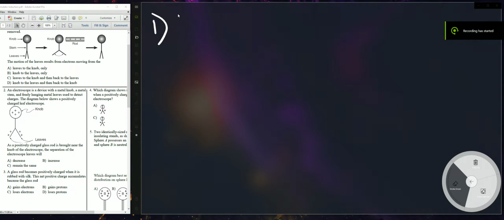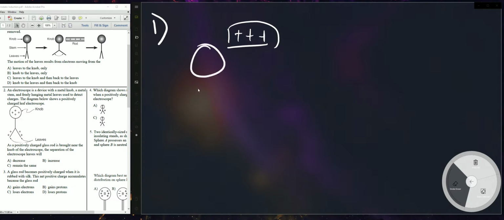Number one, the motion of leaves results from electrons moving from the what to the what. So originally you have this electroscope, and then you bring the positively charged rod near it. This positively charged rod is going to attract all these electrons from the bottom to the top, because the electrons can move in a metal, which means electrons go from the leaves to the knob.